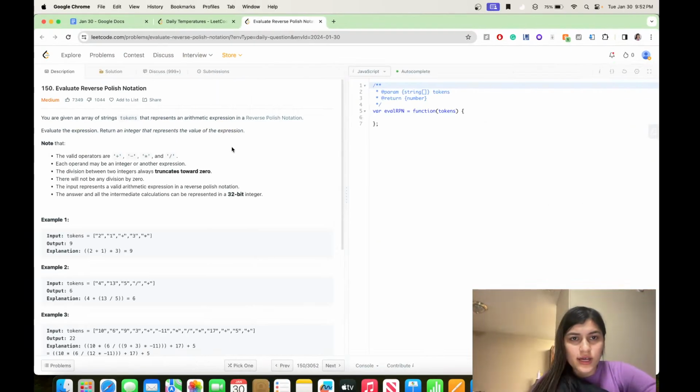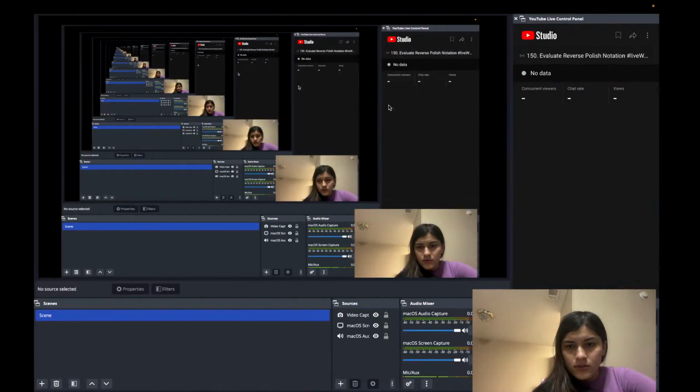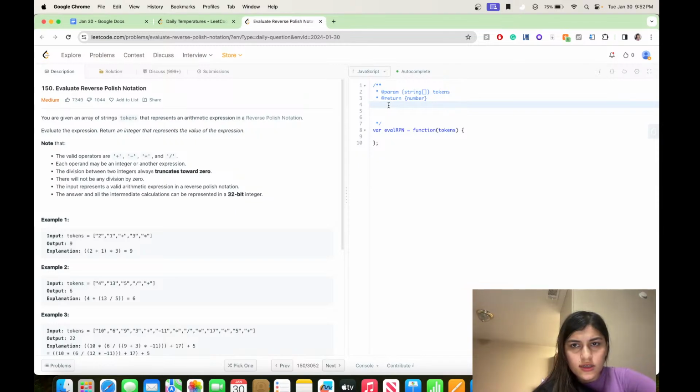Hi everyone, so I'm going to do yesterday's daily LeetCode challenge question. I did not do it yesterday, so I'm doing it today. And so let's read the question. 150, Evaluate Reverse Polish Notation.